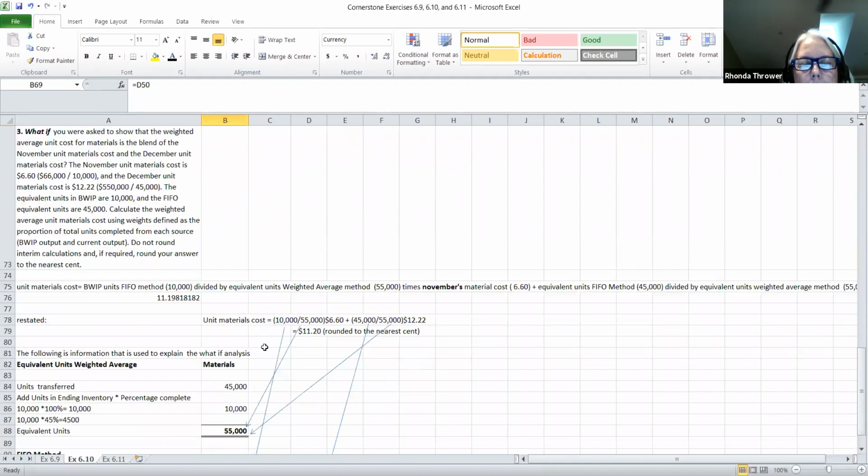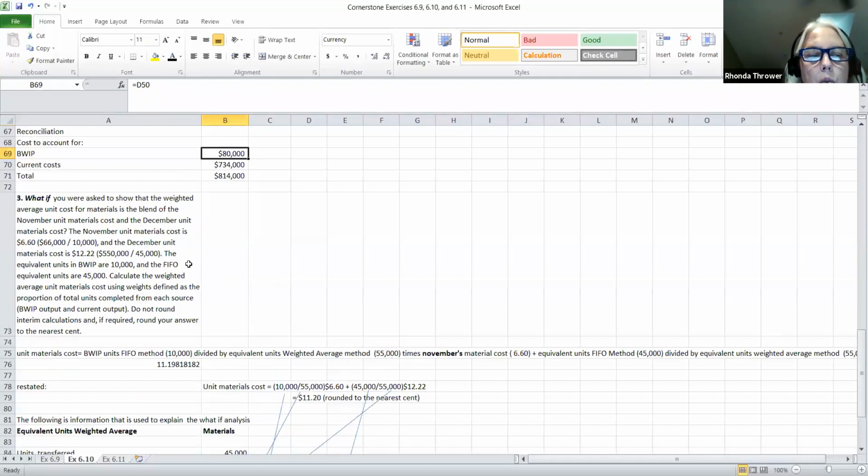And the amount is $11.20, which is this amount rounded. All right, in the next problem, we're going to do something completely different. Now, class, if this what if analysis bothers you, don't worry about it.